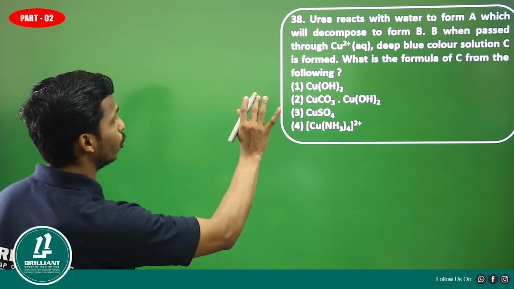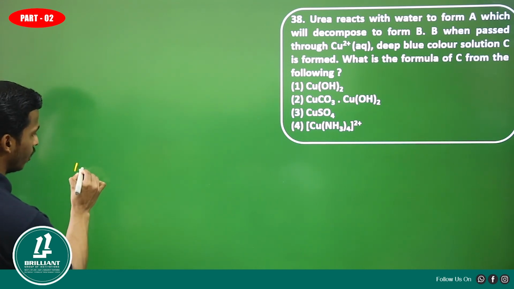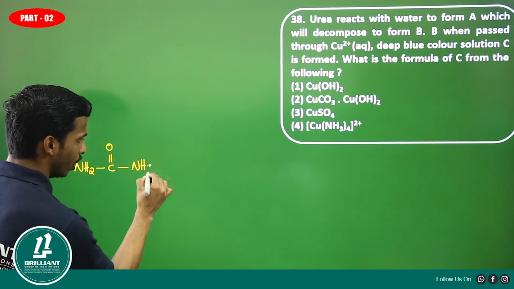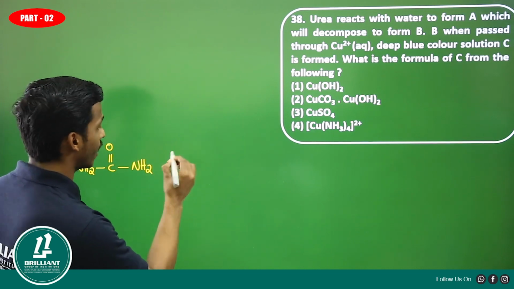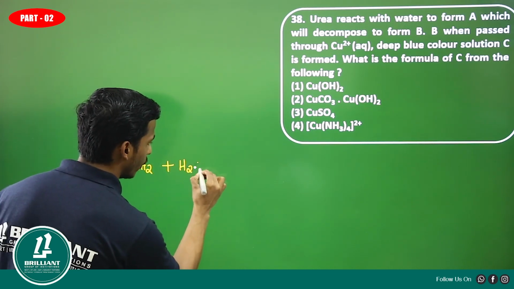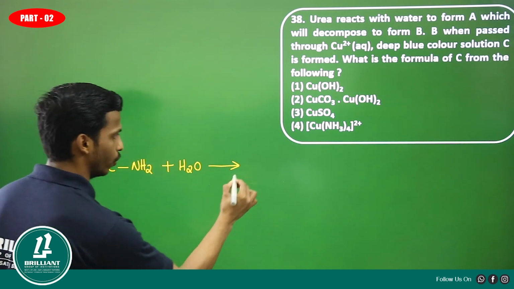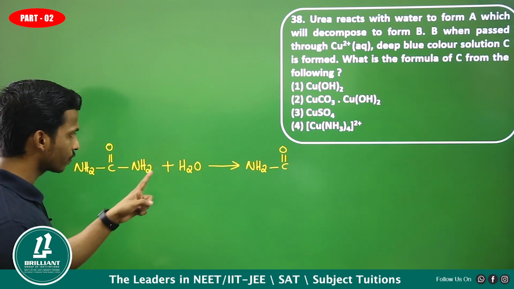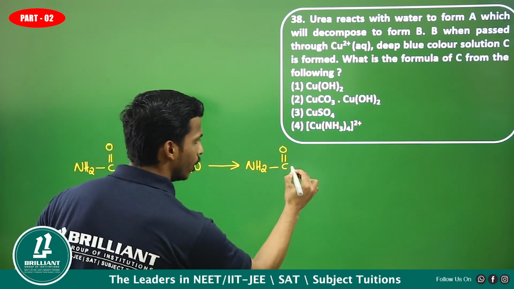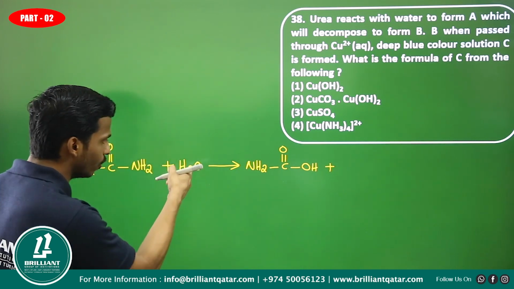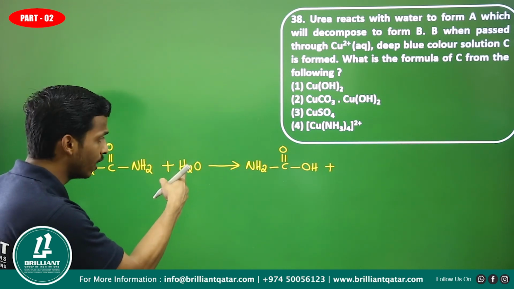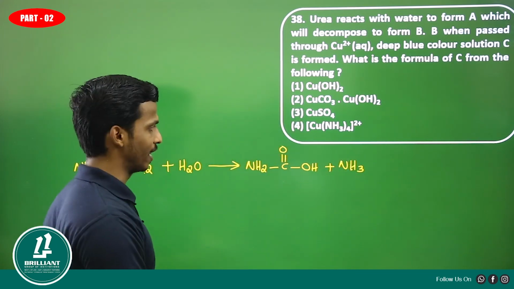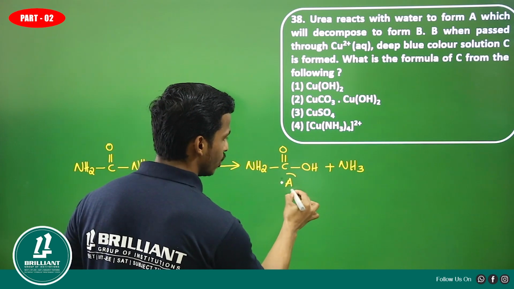What do you have? Urea. What is meant by urea? Urea is a diamide, right? NH2CONH2. This is the compound urea. So urea reacts with the water. Student, when urea reacts with the water, it will produce NH2CO, then you will get OH here. From water, you will get OH. So one H plus is left here. That H plus will combine with the NH2. What you will get? Ammonia gas, right? And let me take this as your compound A.